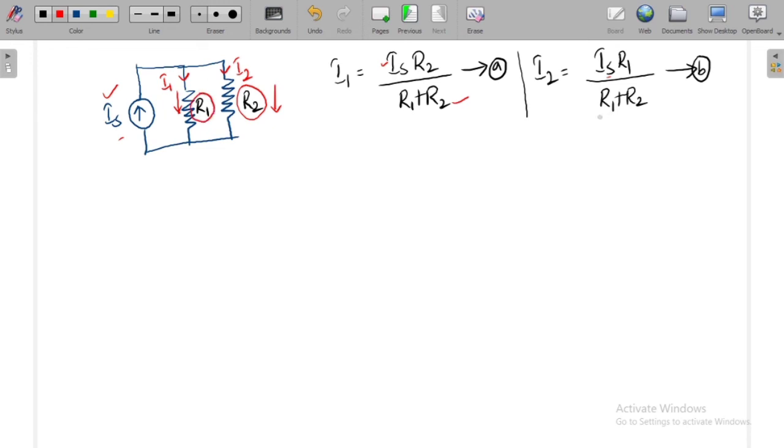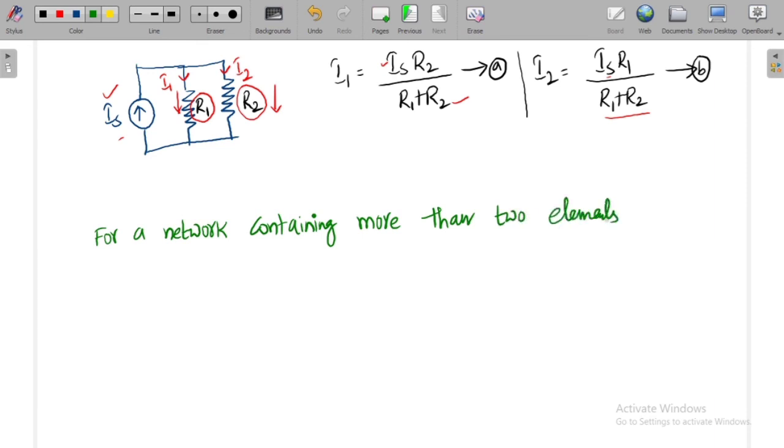Similarly, consider the second equation. In order to get I2, I need to multiply the source current with R1. That means the total current multiplied with the opposite resistance divided by the sum of all the resistances gives you the current flowing through that particular resistance. So this is the case with two resistors connected in parallel, where we can apply the current division rule easily.